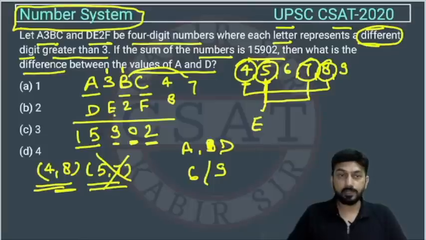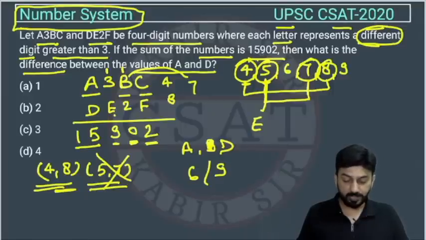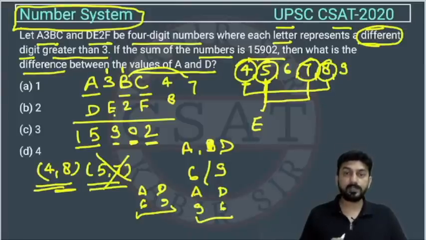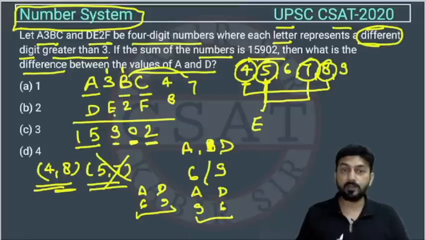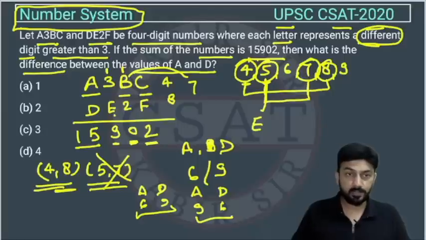Right, the question is asking the difference between the value of A and D. So suppose A is 6 and D is 9, or the other possibility is A is 9 and D is 6, but the difference will remain the same, 9 minus 6, 3. Right, so here it doesn't matter what the value of A is or what the value of D is, but the difference will be 3, 9 minus 6. So the answer will be option C.